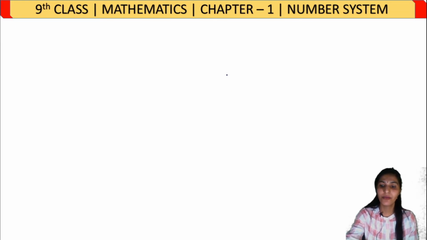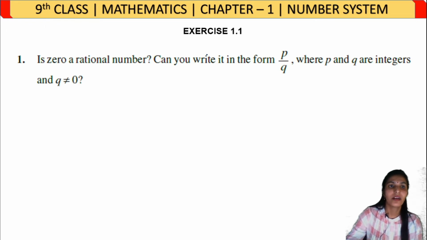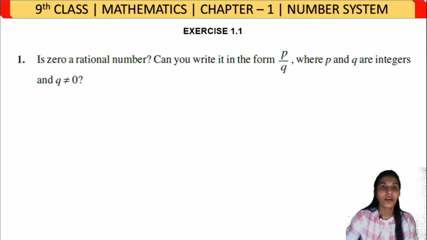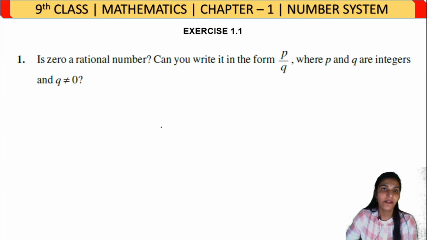So last class we started 9th class mathematics, chapter 1, number system. In that, now exercise number 1, first question: is 0 a rational number? Can you write it in the form of p by q where p and q are integers and q is not equal to 0? Here they are asking whether 0 is a rational number or not.